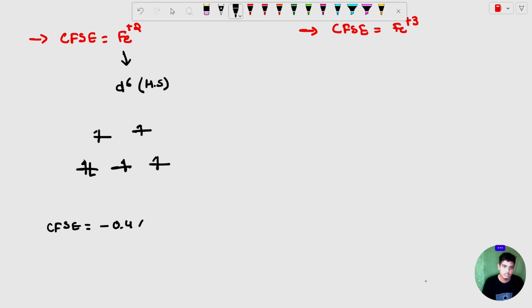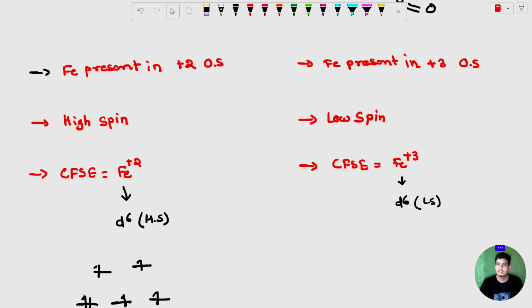Now you can simply calculate the CFSE value of Fe2+, which is minus 0.4 delta naught. You can also find the CFSE value of Fe3+. This Fe3+ is also found in d6 configuration in low spin. In low spin you can see, sorry, Fe is also present in the Fe2+ state. You can correct it here.